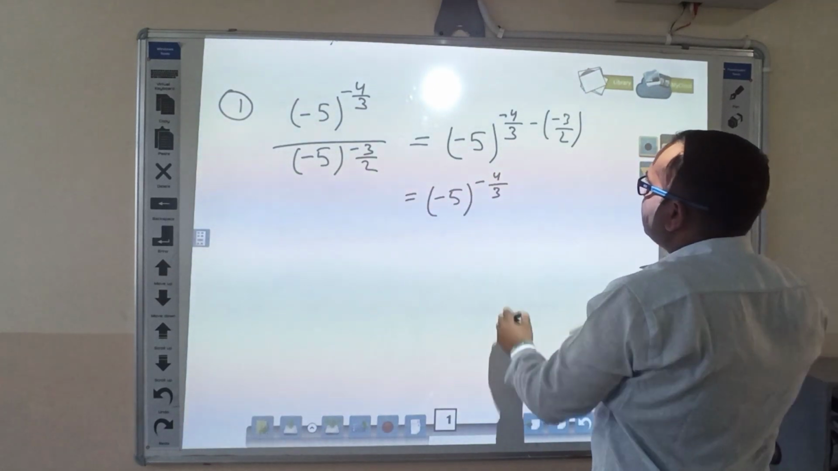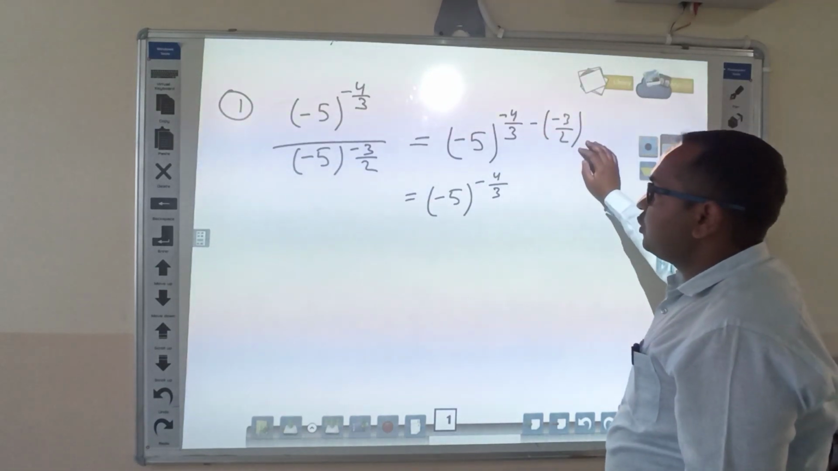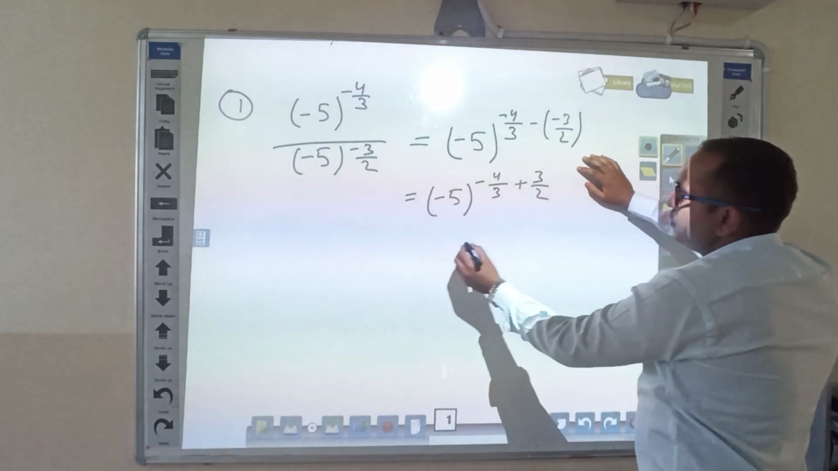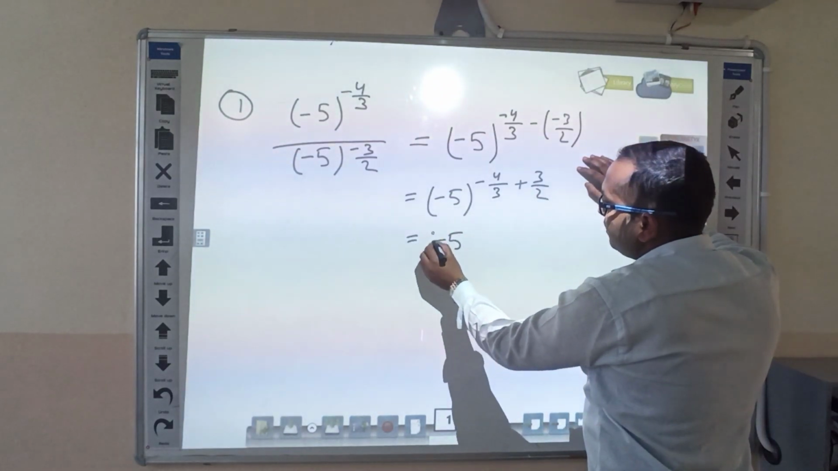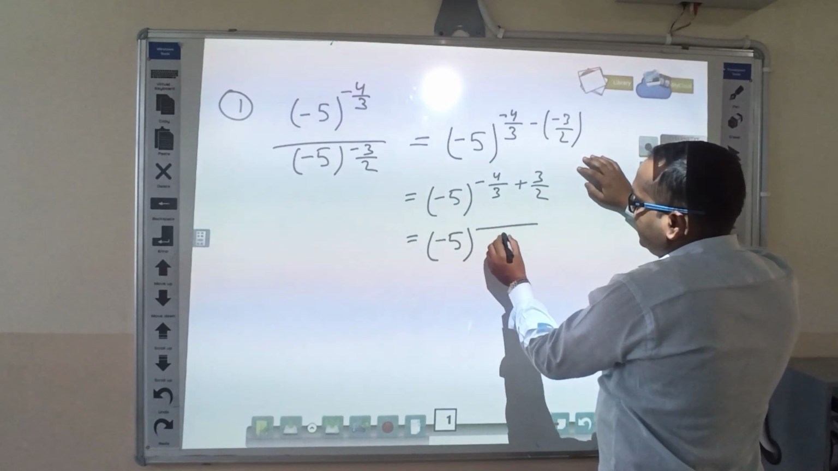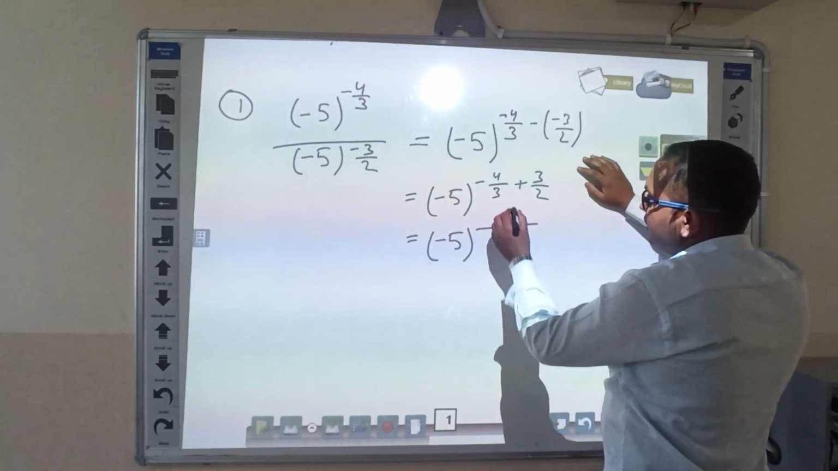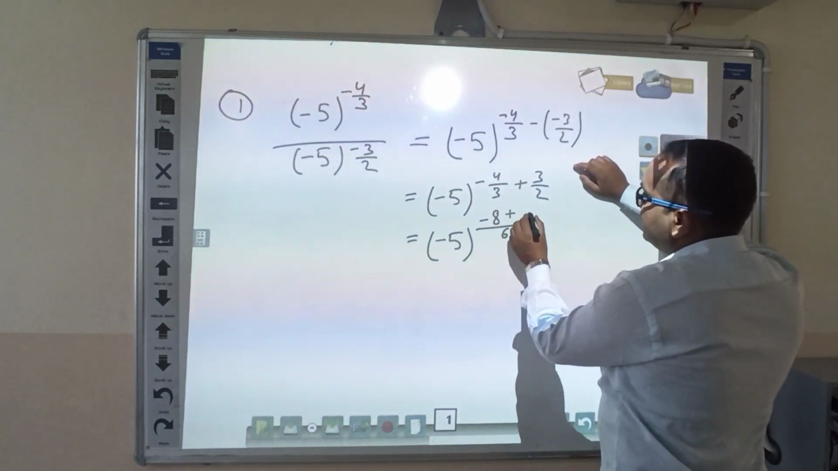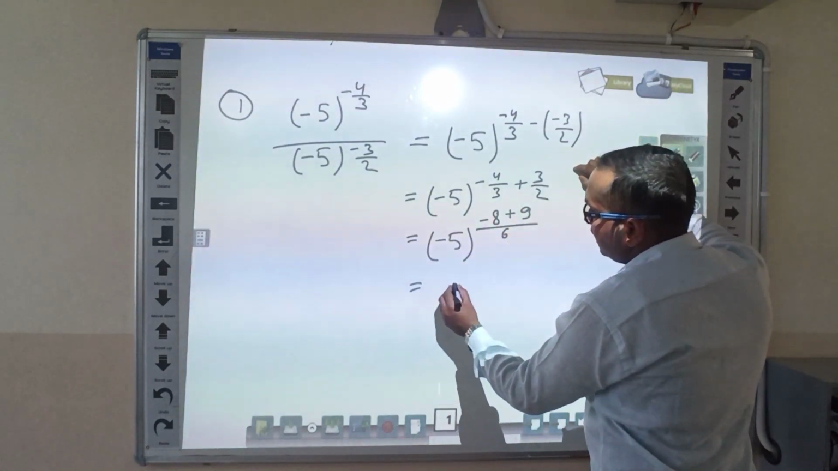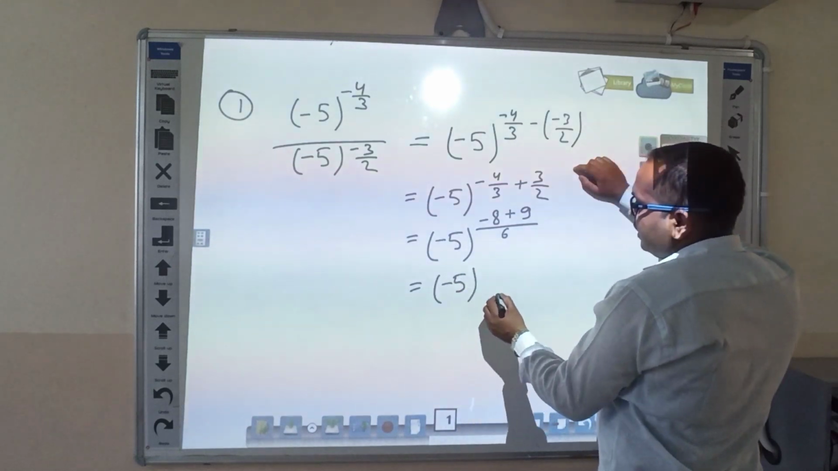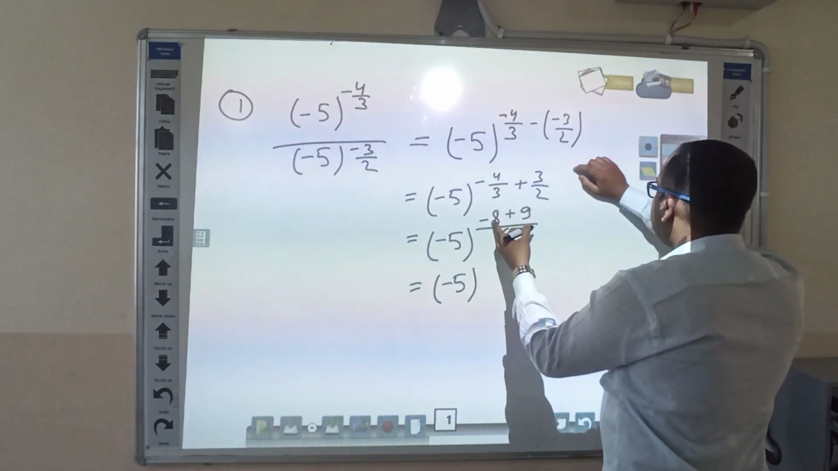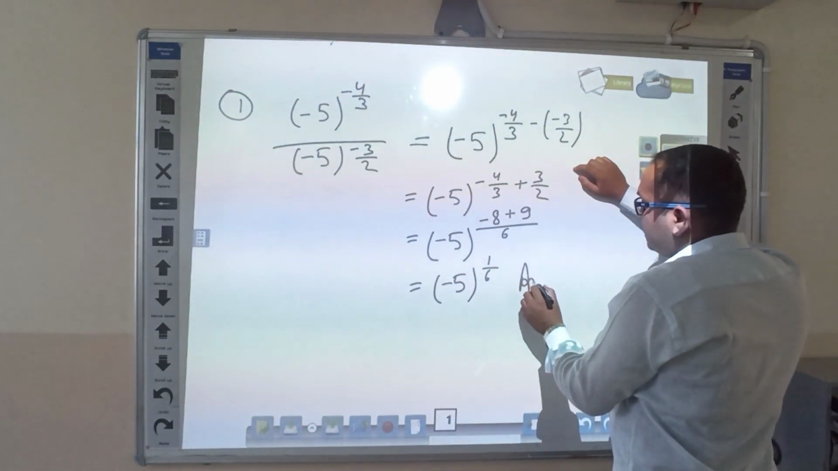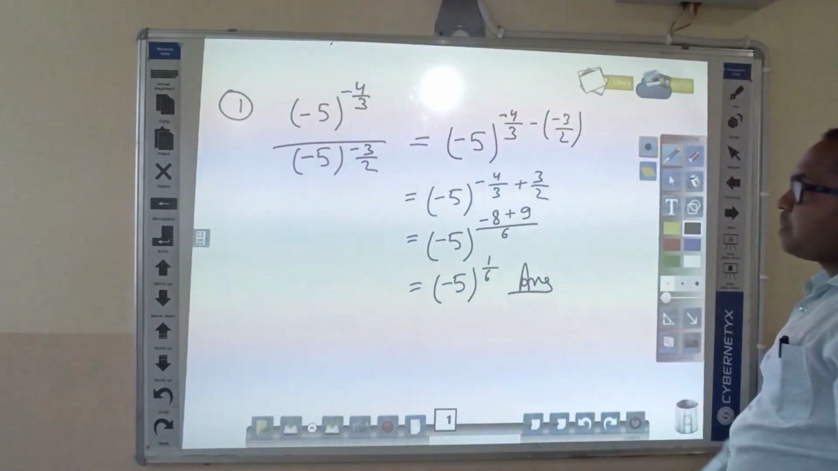So minus 5 to the power minus 4 by 3, and here minus comes 2 times. We know that when minus comes an even number of times, it gives plus. So it is plus 3 by 2. So minus 5, we take 6 as LCM. 3 × 2 is 6, 4 × 2 is 8, plus 2 × 3 is 6, 3 × 3 is 9. So it gives minus 5 raised to the power 9 minus 8, which gives 1 by 6. This is the required answer.